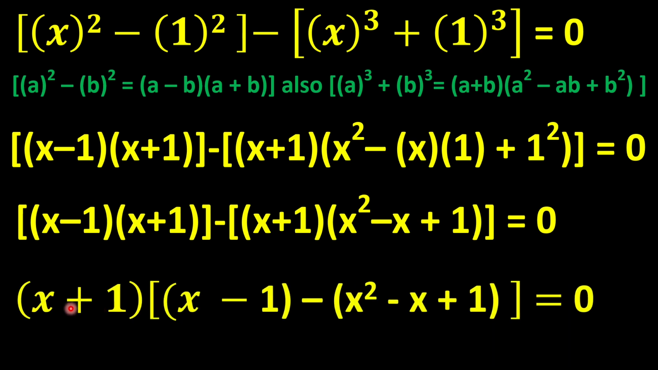Now we can take x plus 1 as common over here. So we will take x plus 1 as common because x plus 1 is here, as well as in this term x plus 1 is here. So the remaining term over here is x minus 1, and this minus, since we have taken this as common, x square minus x plus 1 equals 0.